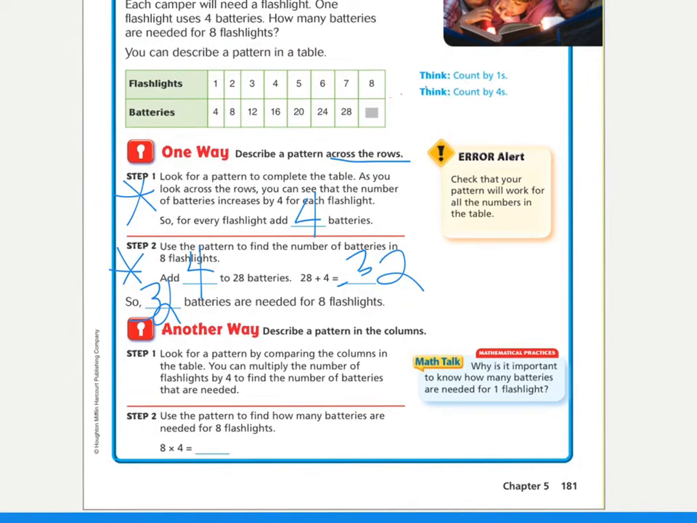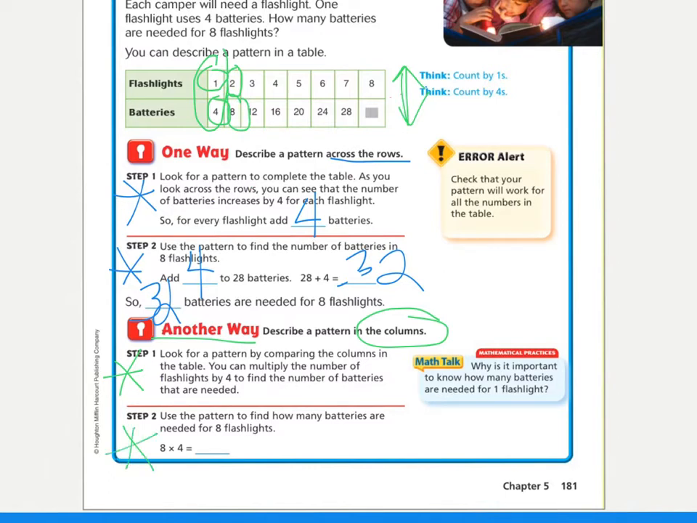Now we're going to look at another way. Describe the pattern in the columns this time. The columns are the up and down. Step 1, look for a pattern by comparing the columns in the table. You can multiply the number of flashlights by 4 to find the number of batteries that are needed. So for example, if you look at the first column, if you multiply 1 by 4, you get 4. If you multiply 2 by 4, you get 8.